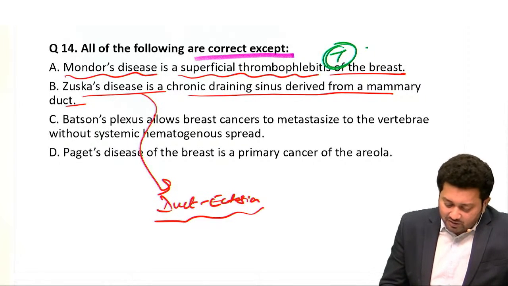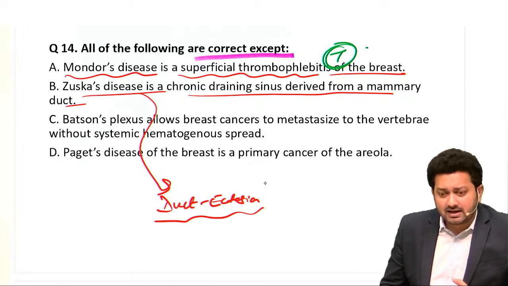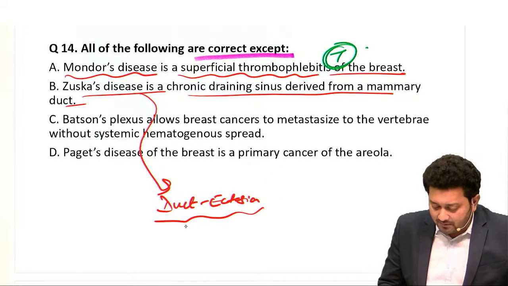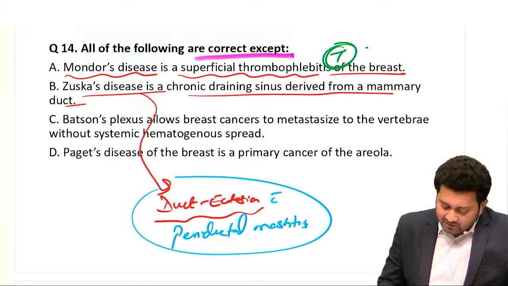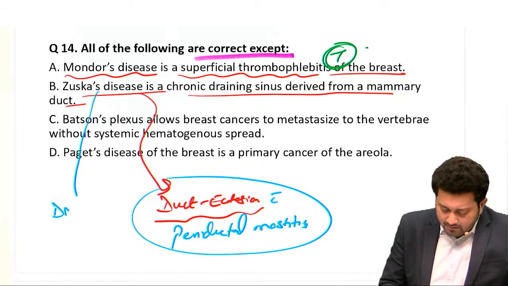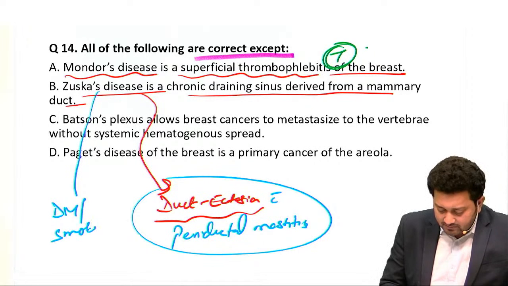Okay, so this is also true. Zuska disease is a type of duct ectasia where there is a recurrent periductal mastitis. Duct ectasia with periductal mastitis, which is a recurrent type, and Zuska disease is mostly seen in diabetic patients, smoker patients.